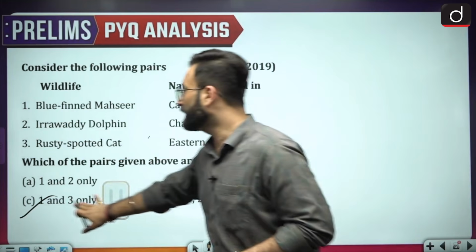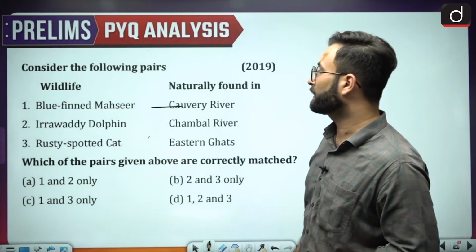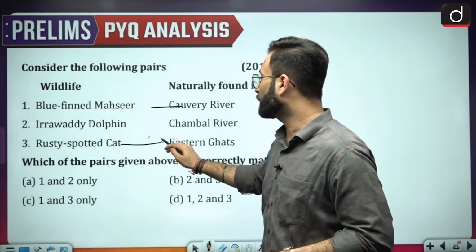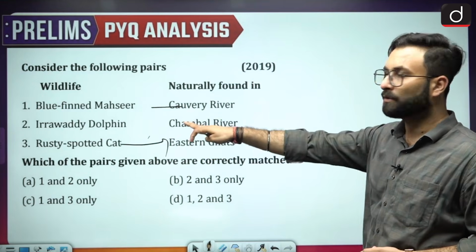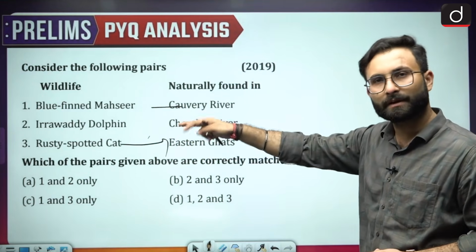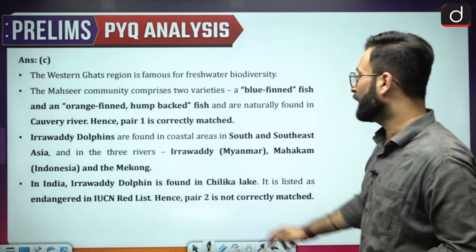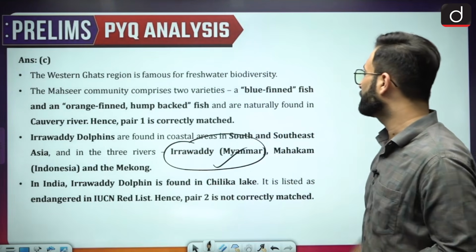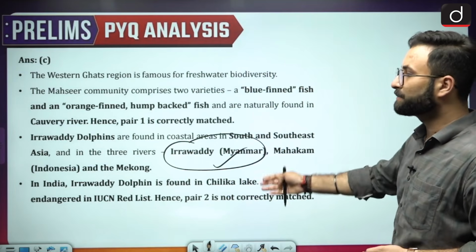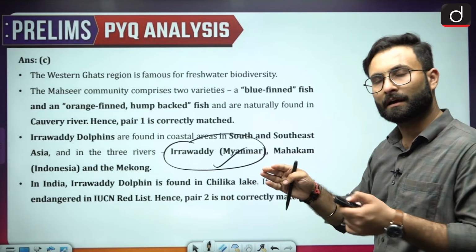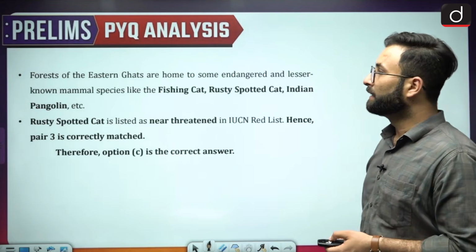So 1 and 3 is right, that is blue-finned mahseer is found in Kaveri, and the rusty spotted cat is found in the Eastern Ghats. Again, a logical question, because Irrawaddy dolphin, you should remember, because Irrawaddy is the river which is there in the region of Myanmar. Okay, so Irrawaddy river is there in Myanmar, and considering that, we have eliminated that. Okay, you can go through this, because the same thing has been written, that which species is found where.